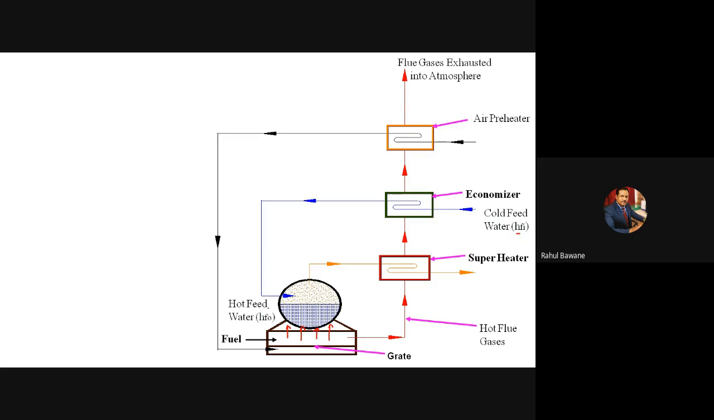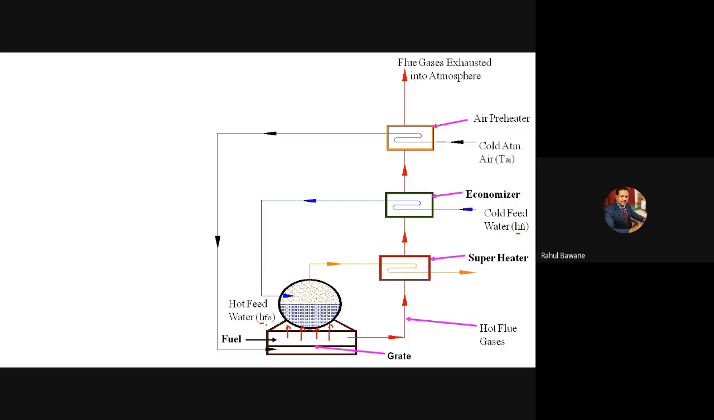Hot feed water after the economizer: exhaust gases preheat this water, so the water temperature will increase. Water gains some heat, so definitely its enthalpy will increase. The enthalpy of preheated water is noted as HFO. H is enthalpy, F is fluid, and O is outlet of economizer. The economizer inlet has some enthalpy, and after getting heat, the enthalpy of water increases; it is denoted by HFO.